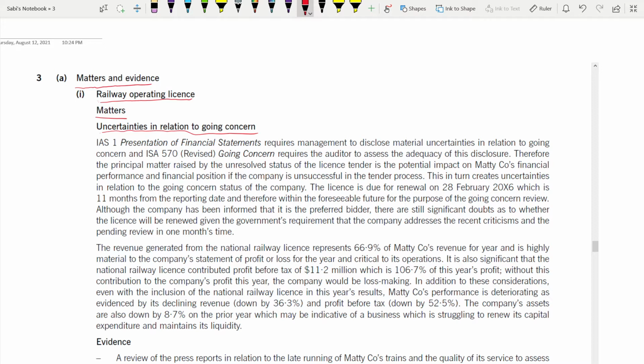So if anything is regarding going concern, which standard are you using from your SBR? It is IAS 1. IAS 1 talks about going concern. So what does IAS 1 say? It requires management. According to the standard, you are given the responsibilities of the management. The SBR standards are for the management and the auditing standards are for the auditors to follow. So IAS 1 will be for the managers to follow. What are their responsibilities in this case? What should they do? IAS 1 requires management to disclose material uncertainties regarding going concern.